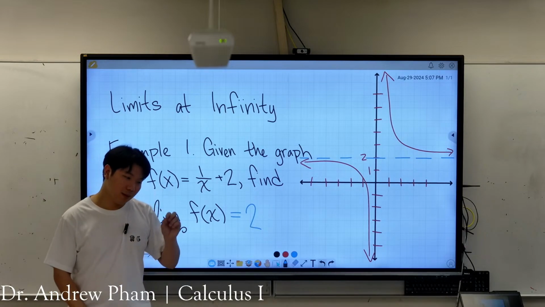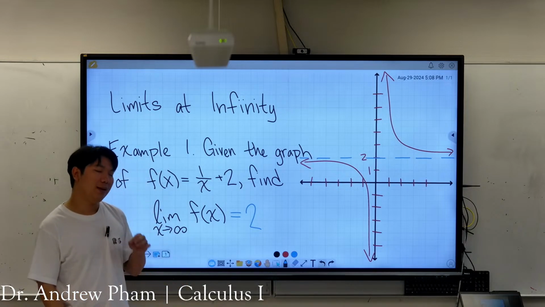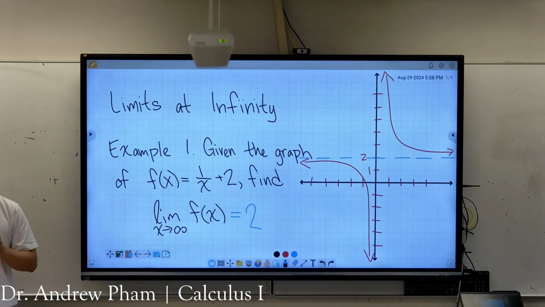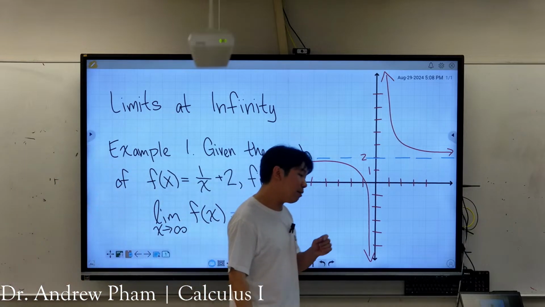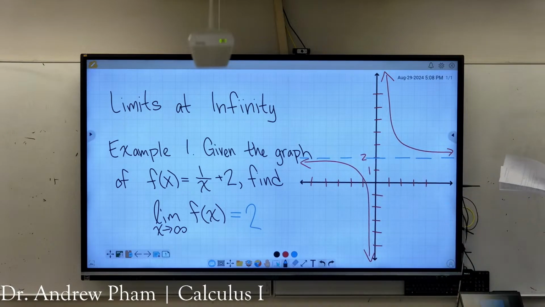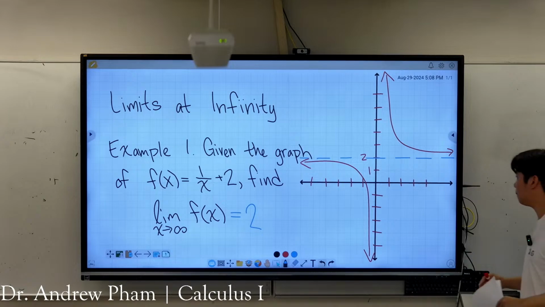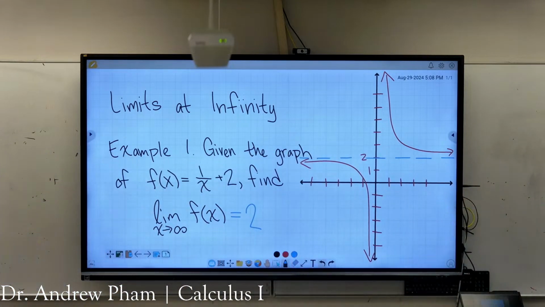So in this case, the limit as x approaches positive infinity and the limit as x approaches negative infinity of my function are both positive 2. And as you can probably guess, this is going to be closely related to how we're going to view horizontal asymptotes. Any questions about how I got positive 2 as my answer here?